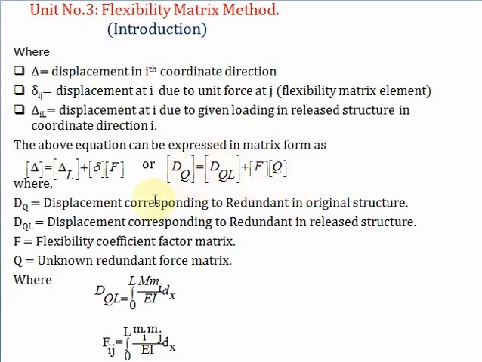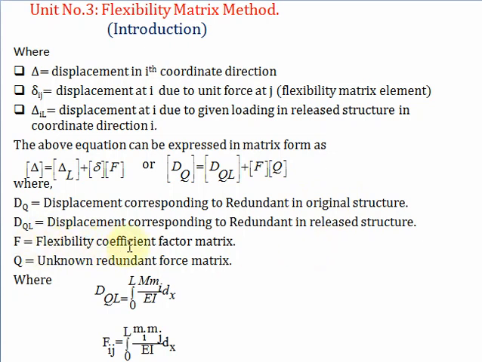Now here DQ is nothing but the displacement corresponding to the redundant in the original structure. Redundant means unknown in the original structure. This will be clear when we are solving the numericals. DQL is nothing but the displacement corresponding to the redundant in the release structure. That means the original structure means the indeterminate structure, and the release structure means the determinate structure.